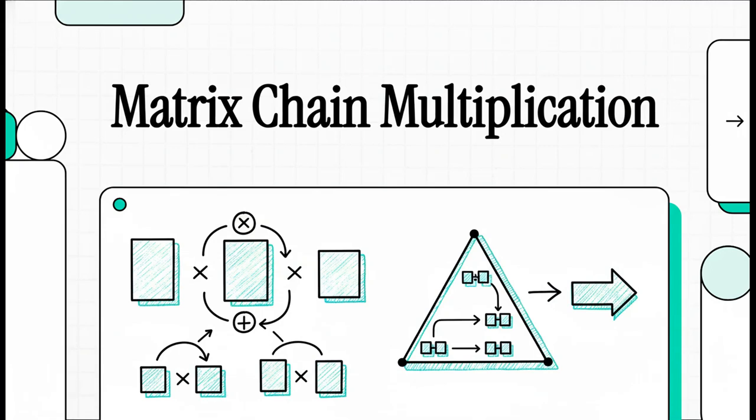All right, welcome to this explainer on a really cool puzzle from computer science, matrix chain multiplication. Now, this is one of those classic problems that shows you how something as simple as where you put the parentheses can be the difference between a calculation that's over in a flash and one that could literally take centuries. So let's dive right in.